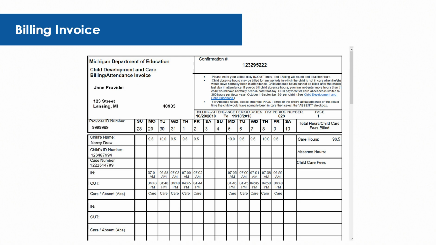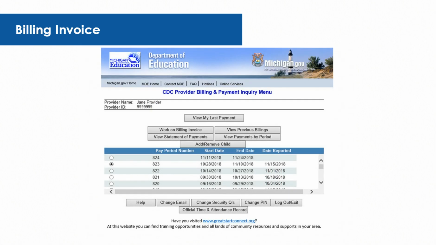Here, you can see your billing invoice shows the in and out times you entered in iBilling, whether the times entered were for care or absence hours, the total hours rounded by iBilling for each day of care, the total hours for the pay period, and your billing confirmation number. To exit iBilling, simply click on the Logout Exit button.